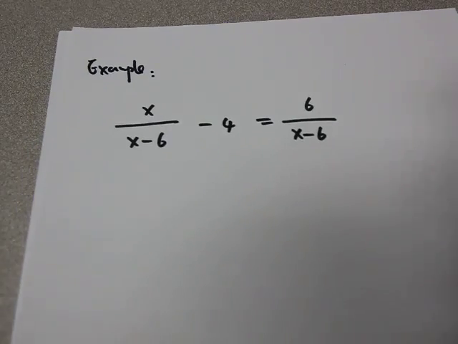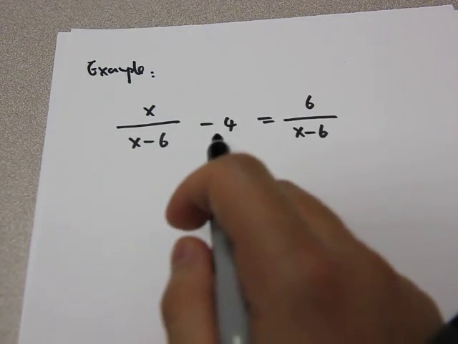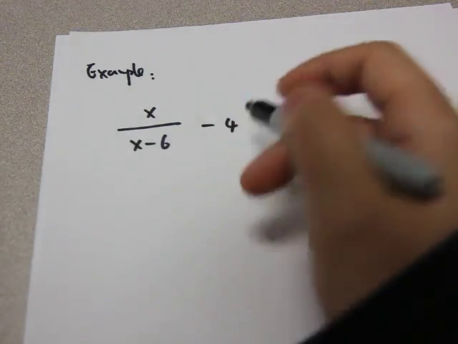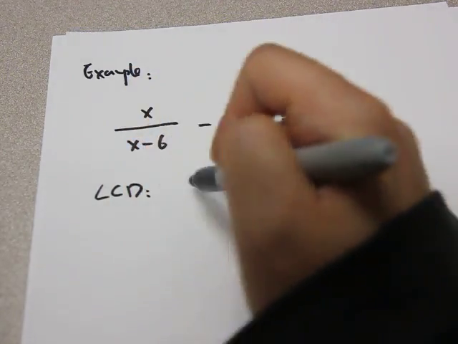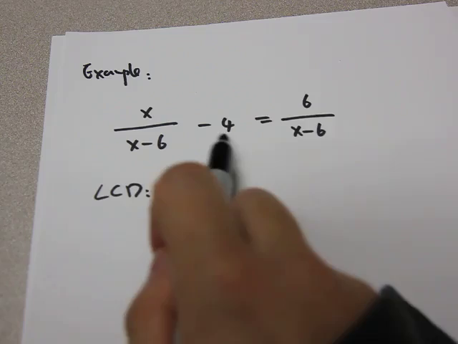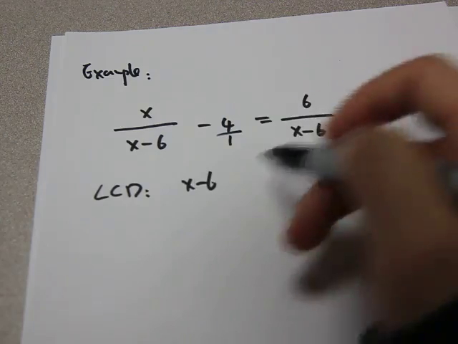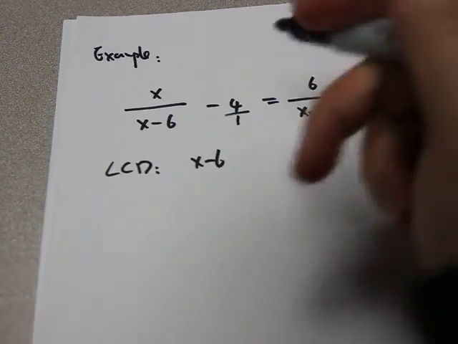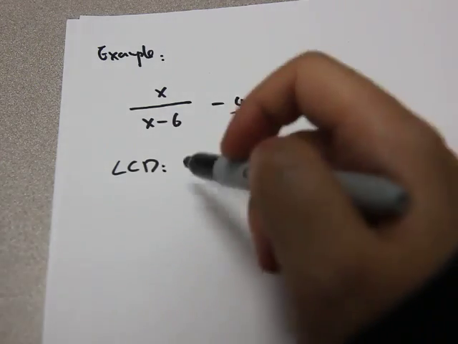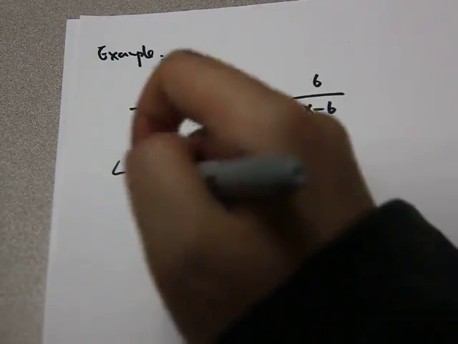Okay, let me do another example. So to solve this equation, first we're gonna determine what is the least common denominator. And here the least common denominator is x minus 6, right? Because the first denominator is x minus 6. The second denominator is 1. The third one is again x minus 6. So that's why the least common denominator is x minus 6. And then we multiply every term by x minus 6. Remember, you have to multiply every term by x minus 6.